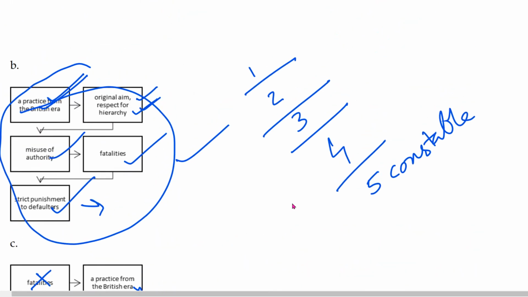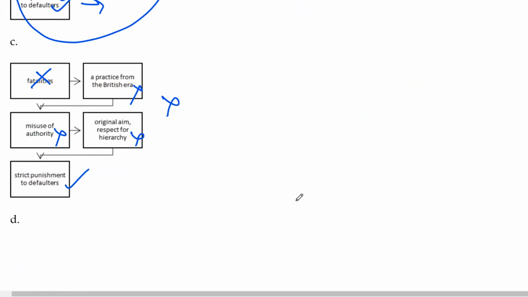So the only one left is option number B. That is the right option. A practice from the British era, original aim, respect for hierarchy, then misuse of authority. What happened was fatalities and strict punishment to defaulters. This order can be adopted for the coherence of ideas in the article. Come to the next question.